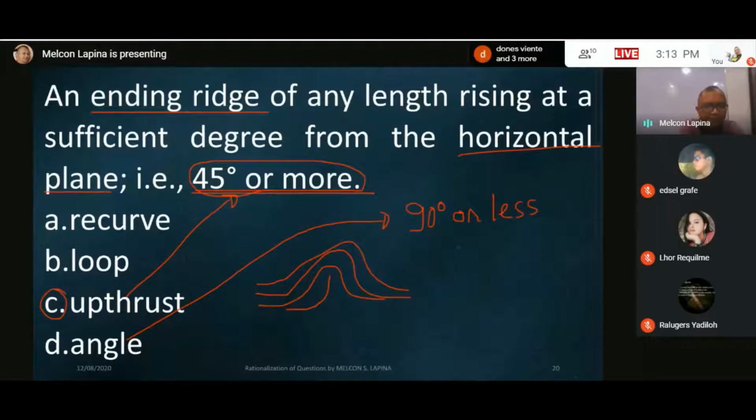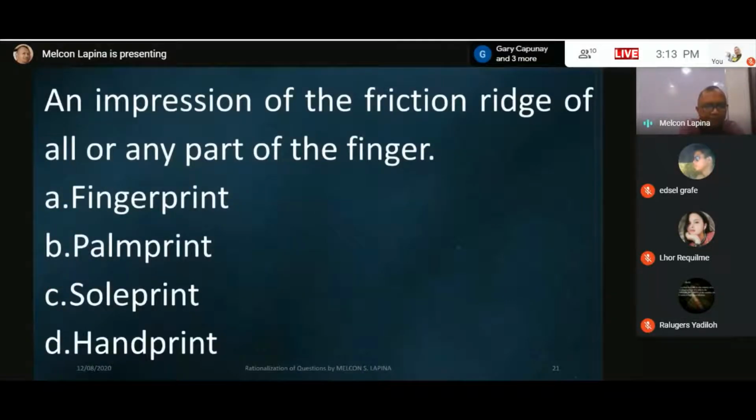Number 21. An impression of the friction ridge of all or any part of the finger, that is known as fingerprint. So, ang fingerprint pala ay impression. So, pag sinabing impression, mali pala ang sinasabi natin na kung tingnan natin ang fingers natin, tingnan natin ang fingerprint doon sa finger natin, mali yan. Because ang fingerprint is an impression.